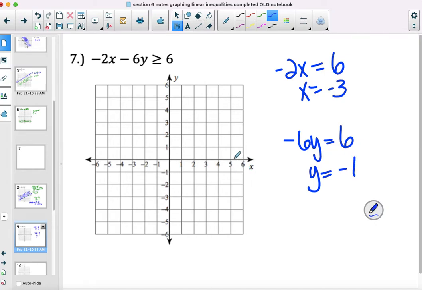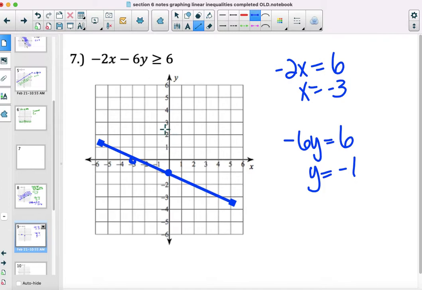With that, then, again, we're going to put the x-intercept on the x-axis, the y-intercept on the y-axis, and we're going to draw, again, a line here. It is going to be solid because it is equal to, through both points here. And to decide where we're going to shade, we are going to test the ordered pair.